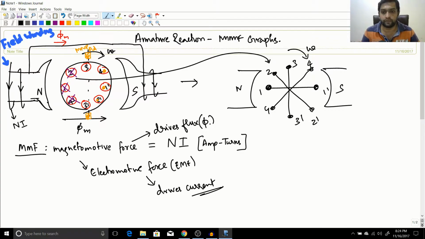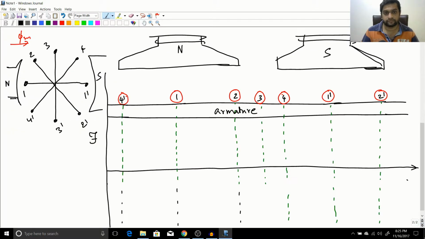Now what I am going to do is cut the machine from this section, and draw the developed diagram of this machine to understand the concepts more clearly. Now here I have the developed diagram. I had already drawn this and kept it because otherwise it will become boring.